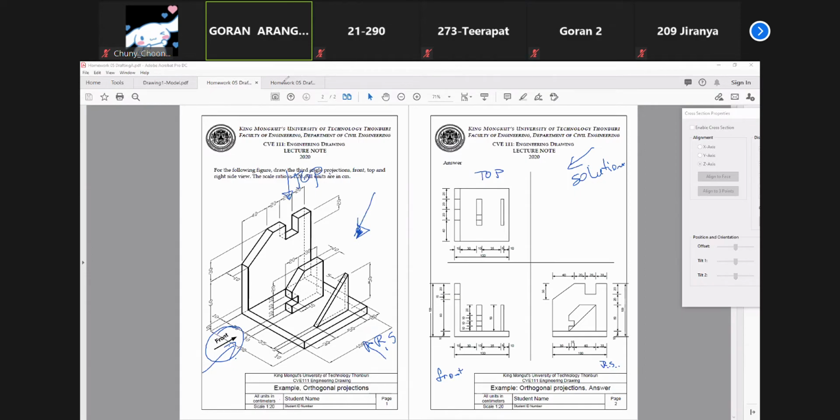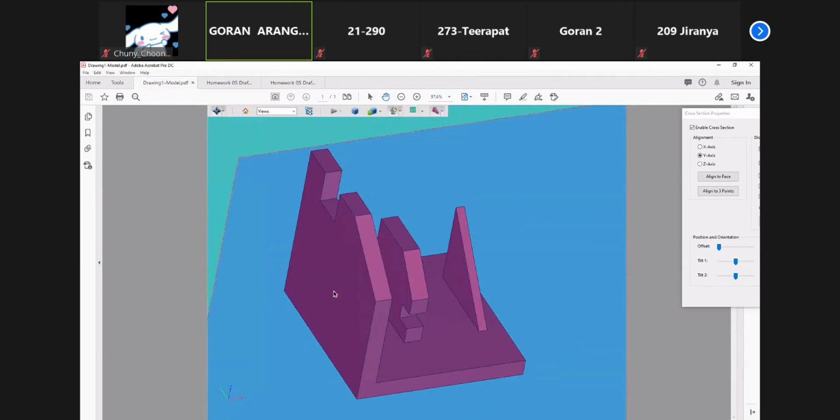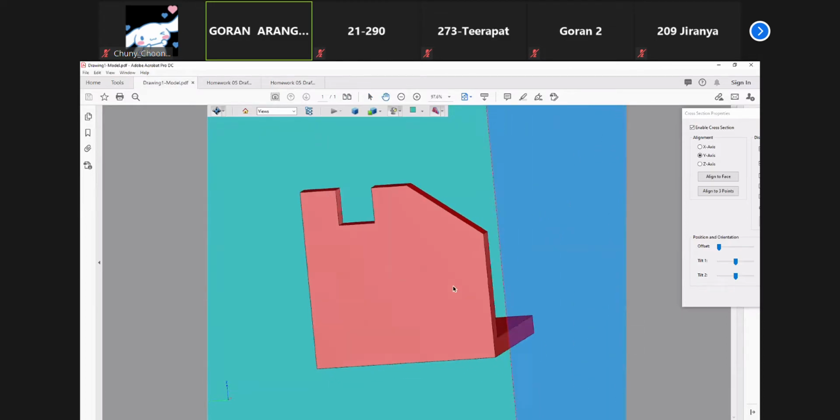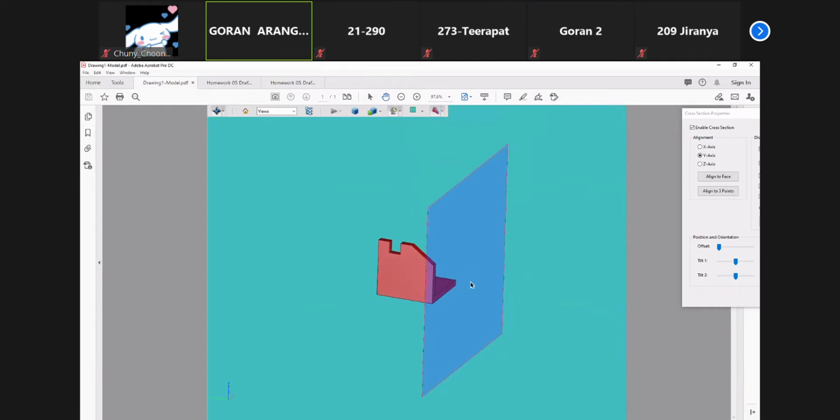So this is the front direction, this is the right side, and this is the top. And actually, this three-dimensional model is this. So what you are seeing here with this cover, this is the front projection plane.